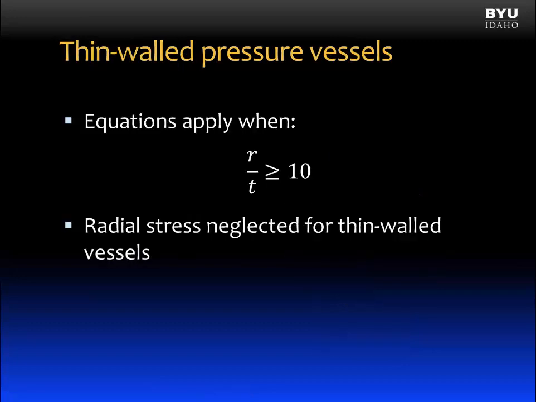So these equations that we developed apply to thin-walled pressure vessels. And to be thin-walled, this must be true, which is that the ratio of r, the internal radius, divided by the thickness, must be greater than or equal to 10. If it is less than 10, then the equations are less accurate. And for thin-walled pressure vessels, we can neglect the radial stress. And we're done.